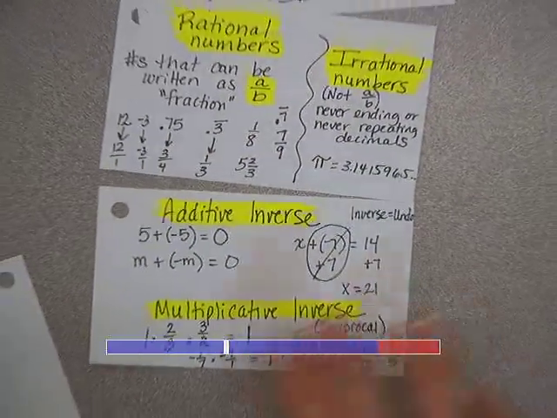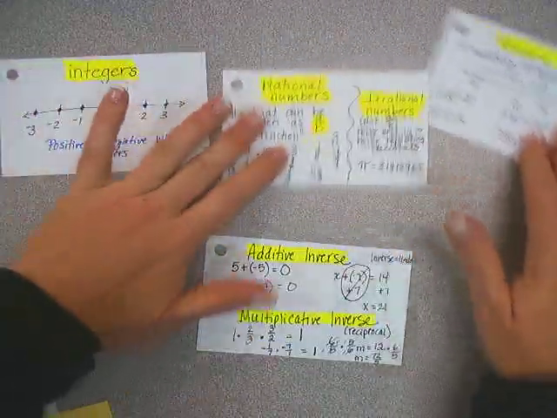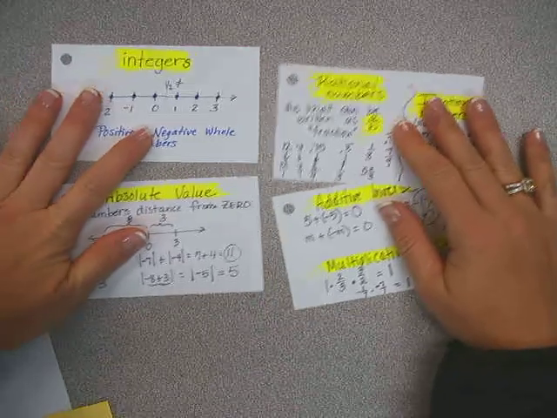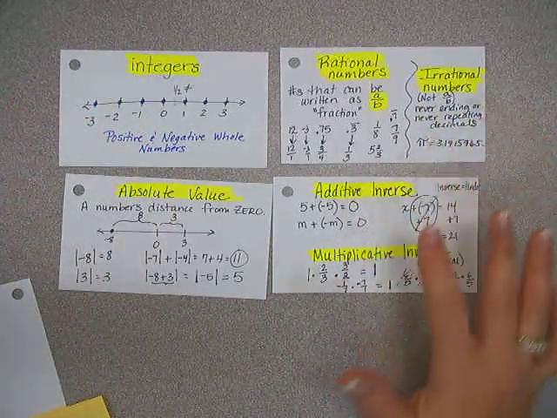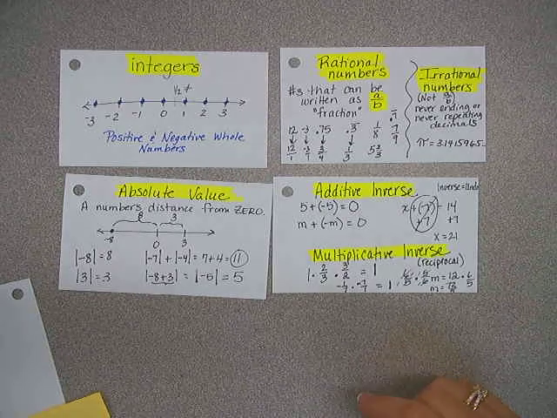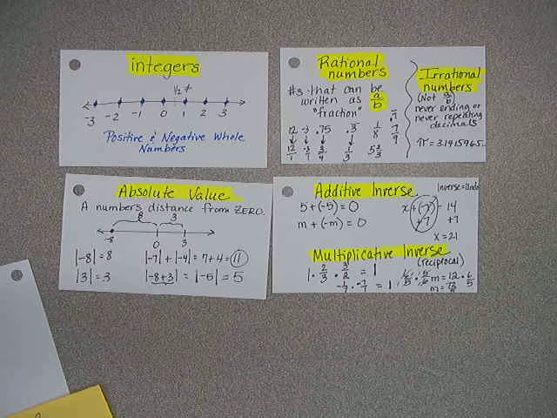Okay, if you need to go back and review any of these cards or complete any of them, you can back the video up. But these are our first 4 vocab cards, and you're going to then attach them to your binder rings.